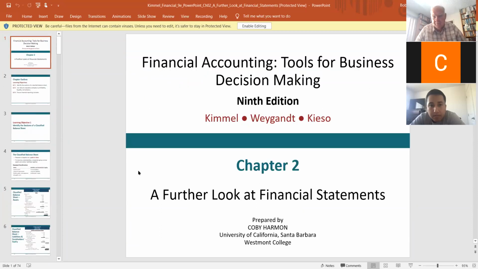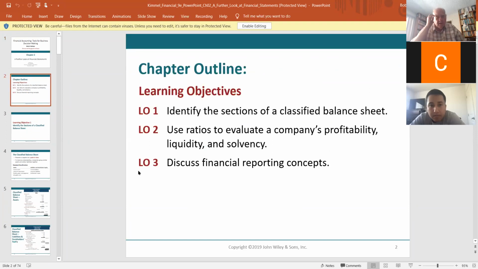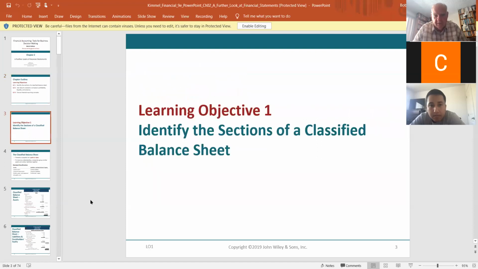Okay. Chapter 2, we're going to start looking at a little bit of the financial statements, a little bit of analyses we can do. And let's see how it goes, okay? Wiley, the way they present these slides, they want to talk about the learning objectives. We're going to learn about what's called the classified balance sheet. We're going to look at a few financial ratios to measure a company's profitability and worthiness. And we'll talk about some reporting concepts, okay? So here we go. Classified balance sheet.